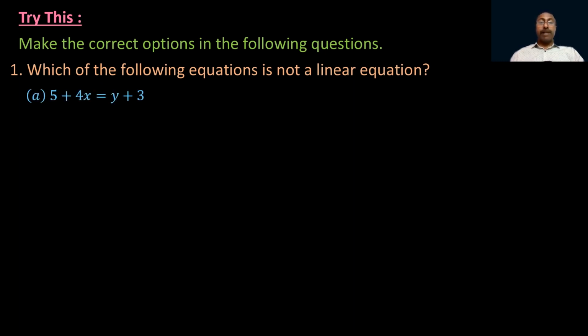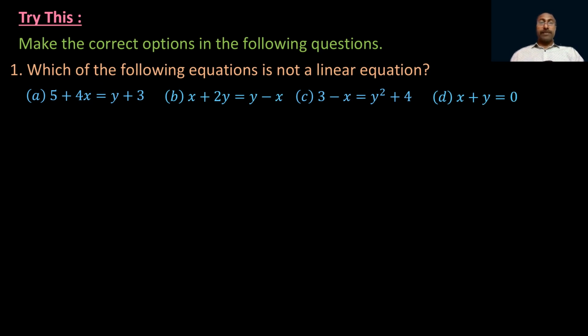Option A is 5 plus 4x equal to y plus 3. Second option is x plus 2y is equal to y minus x. Third option is 3 minus x is equal to y square plus 4. And the fourth option D is x plus y equal to 0. And it is asked that which of these equations is not a linear equation.